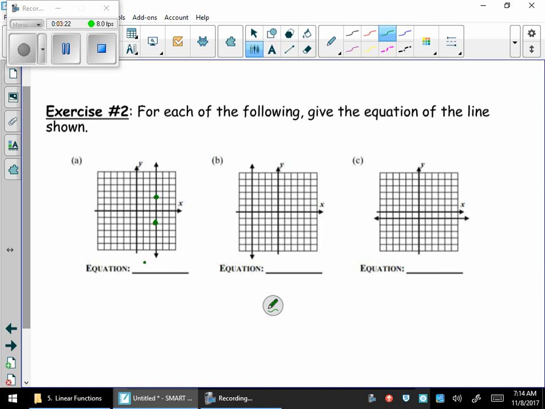Any vertical line is always going to be x is equal to, and the x value of every point on this line is at +3. So the equation of that line is x = 3.